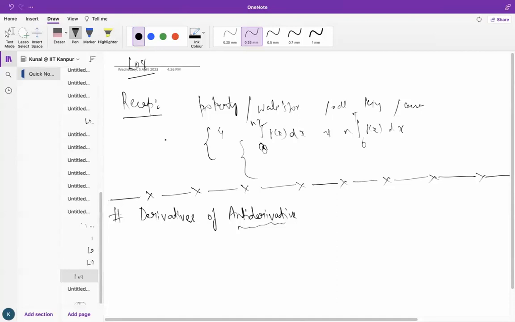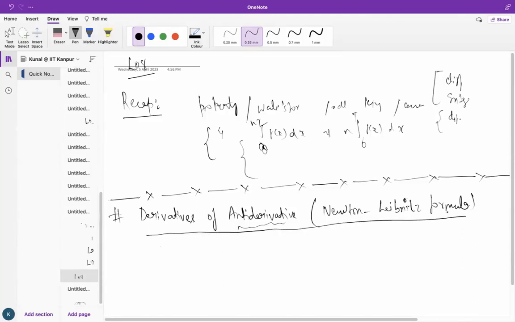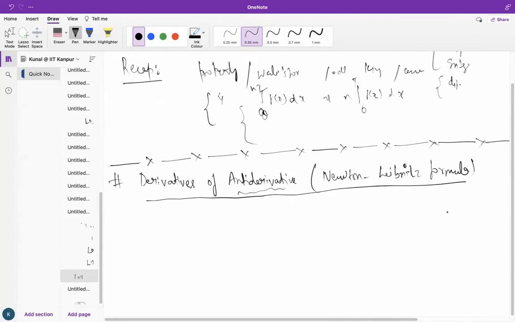What have we studied so far? You have studied differentiation, we have studied integration, and now today we are going to learn differentiation of integration, right? And it is also known as the Newton-Leibniz formula. So we are going to learn today the derivative of antiderivative. Okay, so let me start that.